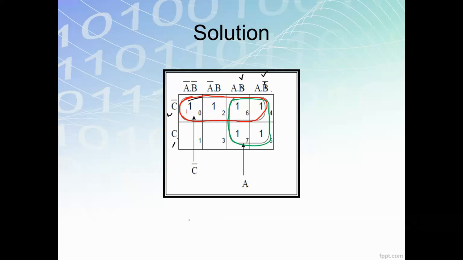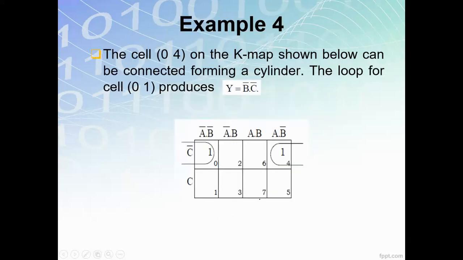Okay, so therefore, your answer should be Y equals A plus C bar. Now, for these examples, we need to look more at how we can draw the loops, the possible loops that exist in the 3 input variables. So earlier was 4, then 2. This is another example.